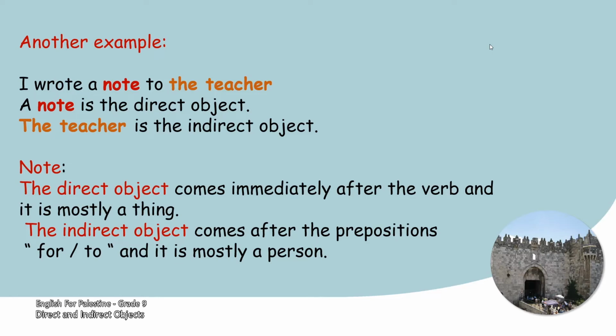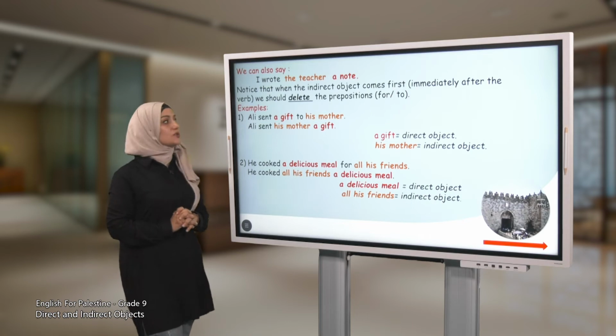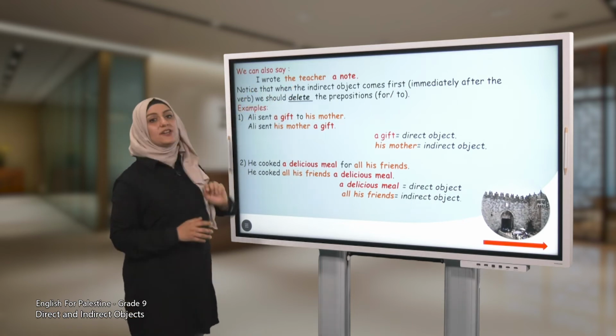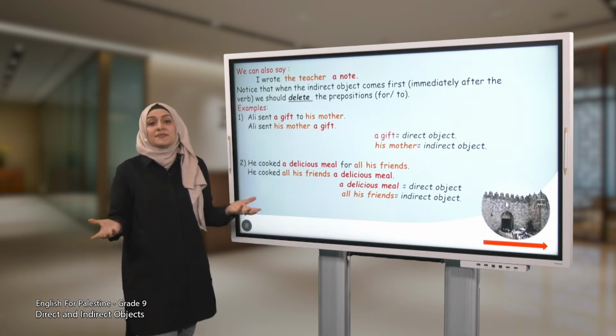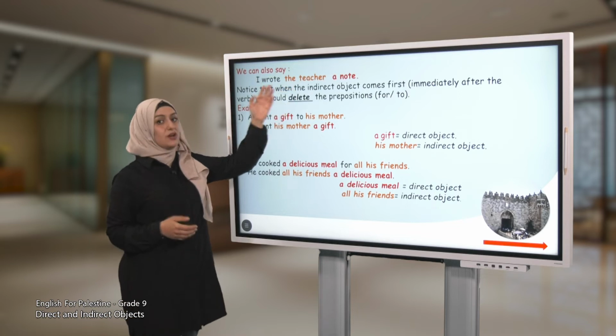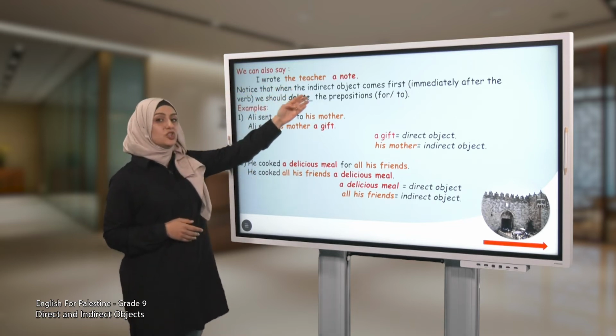Now, please pay attention that the direct object comes immediately after the verb and it is mostly a thing, a note. A note comes immediately after the verb wrote and it's a thing. While the indirect object, and that is the teacher in this example, should come after the prepositions for or to, and it is mostly a person. To the teacher. We can also say, I wrote the teacher a note. It's another way to say the same sentence, I wrote a note to the teacher, or you can simply say, I wrote the teacher a note.